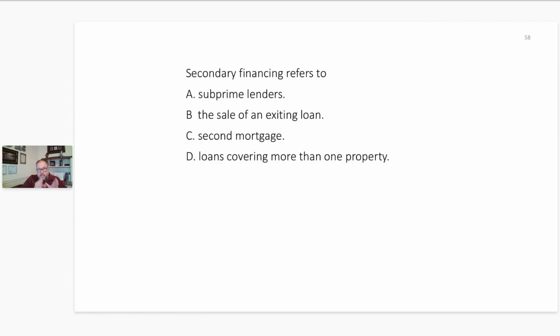And so when you're looking at the secondary financing or secondary market, remember, secondary financing doesn't mean a second loan or a second mortgage. They're talking about markets, the marketplace. Primary market means where money is lent, loans are originated. Secondary market is where they're bought from the primary market. So secondary financing refers to the sale of an existing loan into a secondary market. So we're looking at answer B.